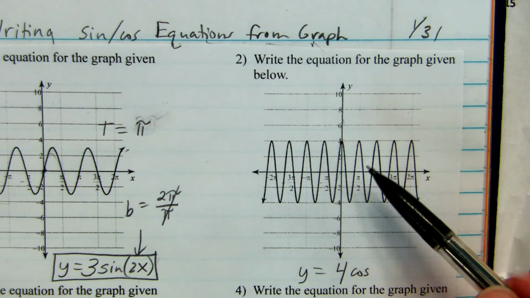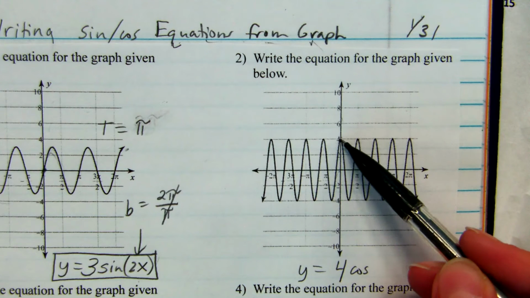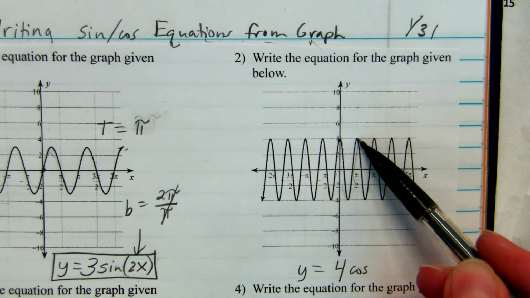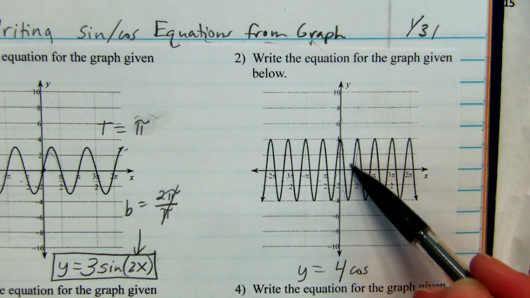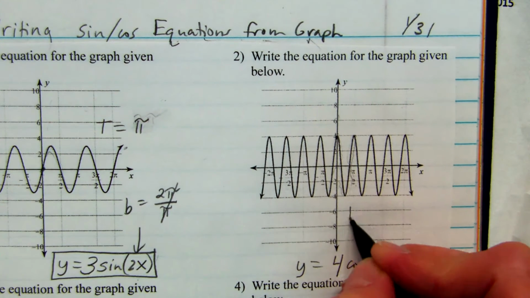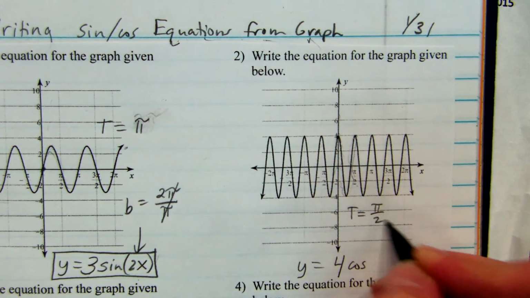What's the period for this? So it starts here. Where does it start over? It starts here, it goes down, it comes up. It's starting over at pi over 2. So my period is pi over 2.